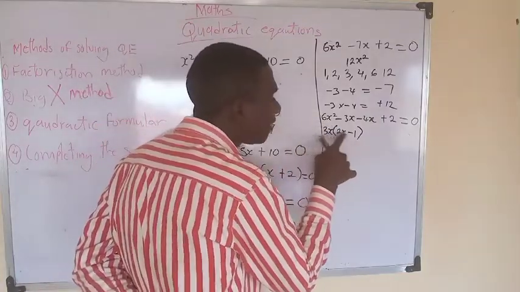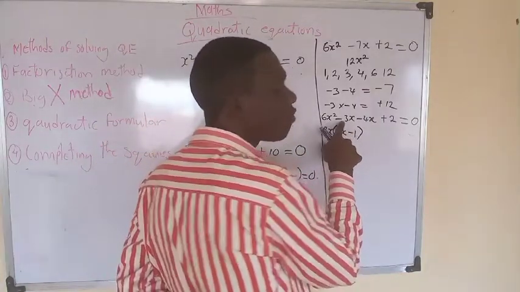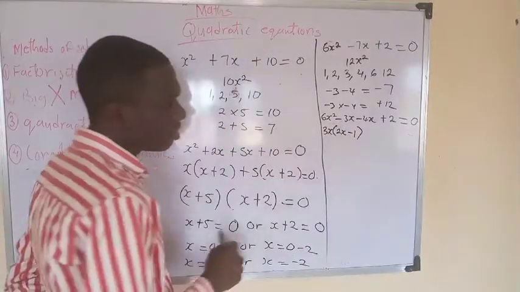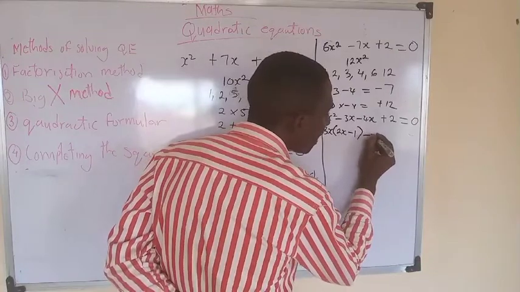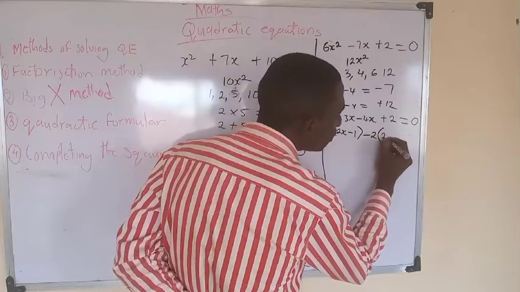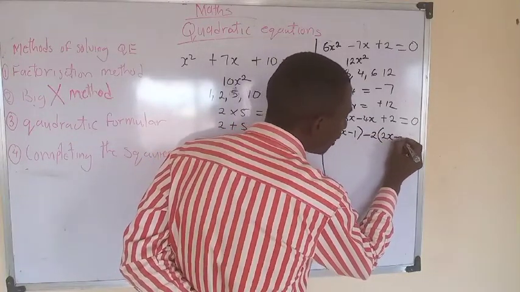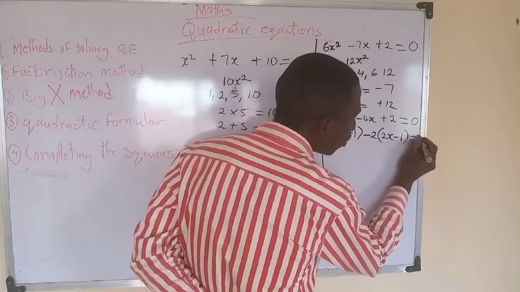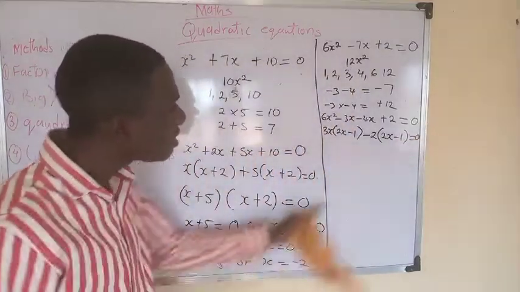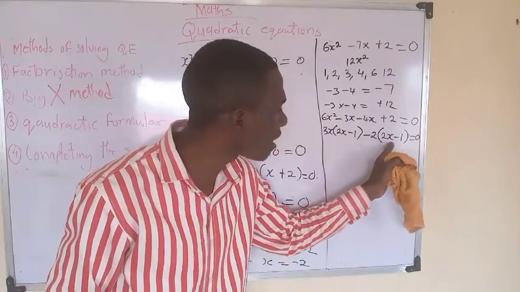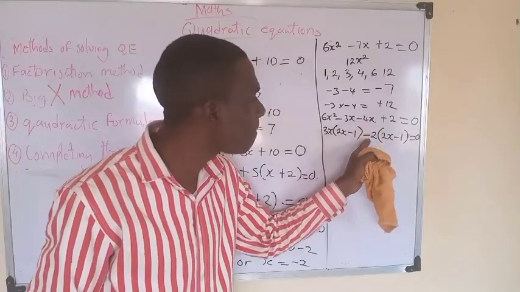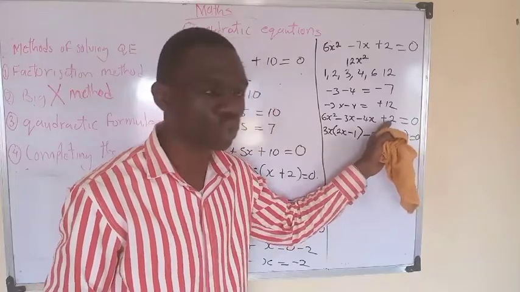And 3x times minus 1, I will still have minus 3x. So what is common between these other two? 2 is common. So I'll say minus 2 into 2x minus 1 is equal to 0. So that if I say minus 2 times 2x will give me minus 4x, and minus 2 times minus 1 will give me plus 2.